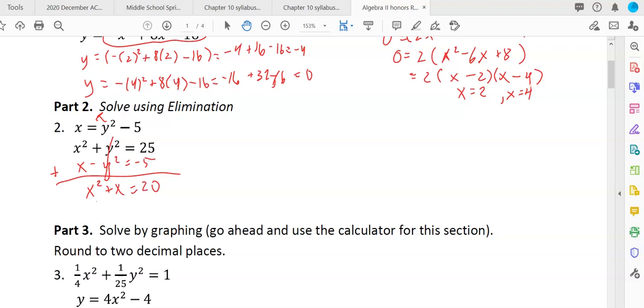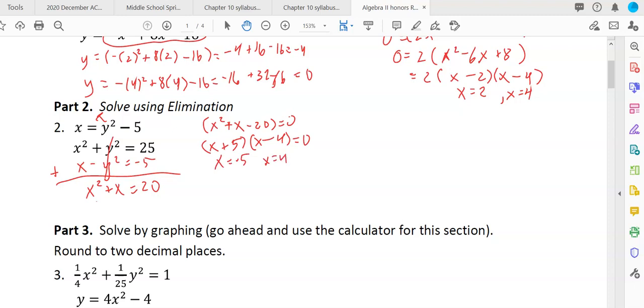So let's try that. I'm going to solve that quadratic. So x squared plus x minus 20 equals 0. Factor that. You get 5 and 4. So this will be plus 5 minus 4. So x equals negative 5 and x equals 4.